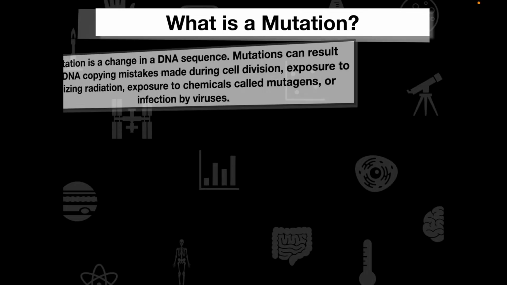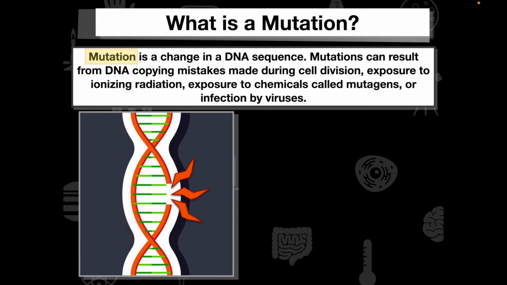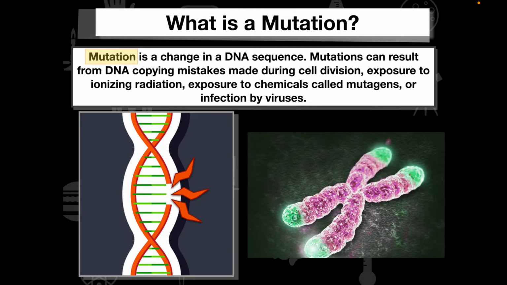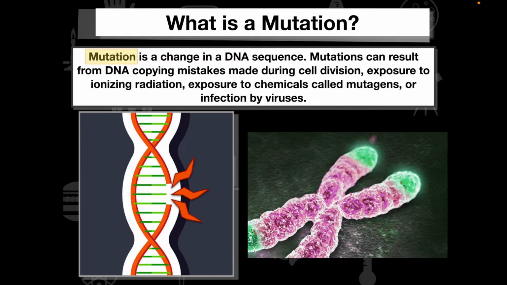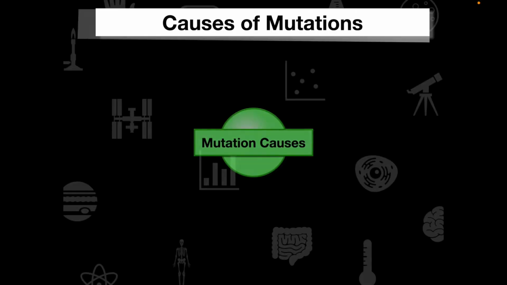So what is a mutation? Well, a mutation is a change in DNA sequence, and mutations can result from the DNA copying mistakes made during cell division, exposure to ionizing radiation, or exposure to chemicals called mutagens. And we can see all these different things like viruses, these mutagens, these environmental factors, going through and causing these mutations. Now, if we look at these, mutations are going to be caused by a few things.